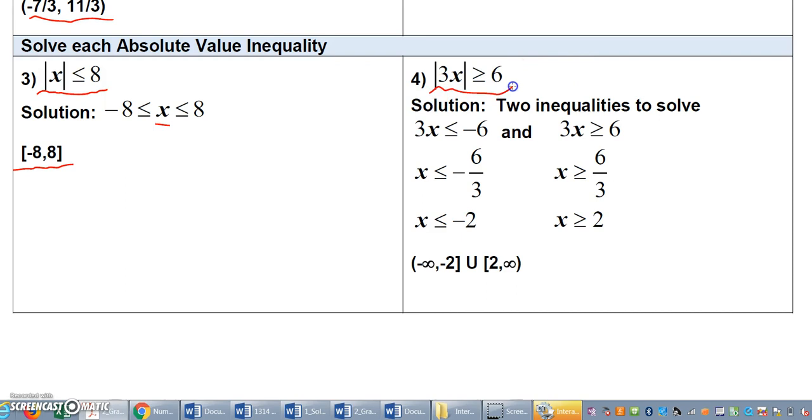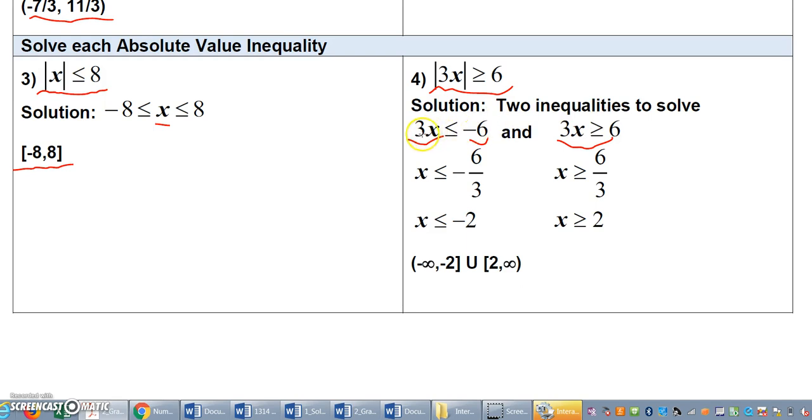Absolute value of 3x is greater than or equal to 6. So again, I'm giving you one with a greater than or equal to. Now, if you go back and look up there, it tells you that when you have the greater than case, you take the expression and write it less than the negative number, and then you write it greater than the positive number. But since I have the equal to with this, I'm actually going to write this less than or equal to the negative number, and then we'll write this as greater than or equal to the positive number, 6.